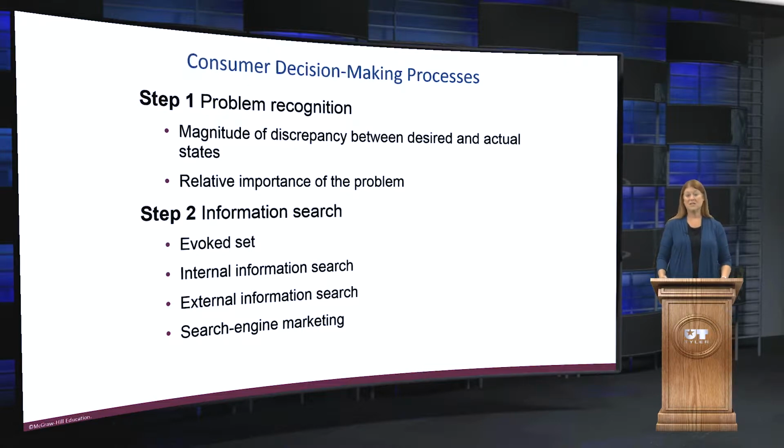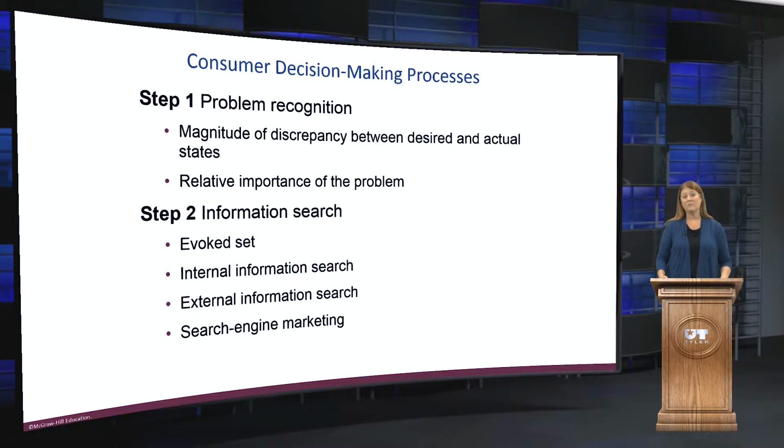Second step is the information search. Today, consumers are extremely smart. They spend time looking and gathering both internal information, remembering brands that they're familiar with. We call that an evoked set. If I say that I'm thirsty and I want to get a soft drink, what are the brands that come to mind for me? Is it Coke? Is it Dr. Pepper? What are those brands that come to mind? That's my evoked set of brands for soft drinks. So that's an internal search.